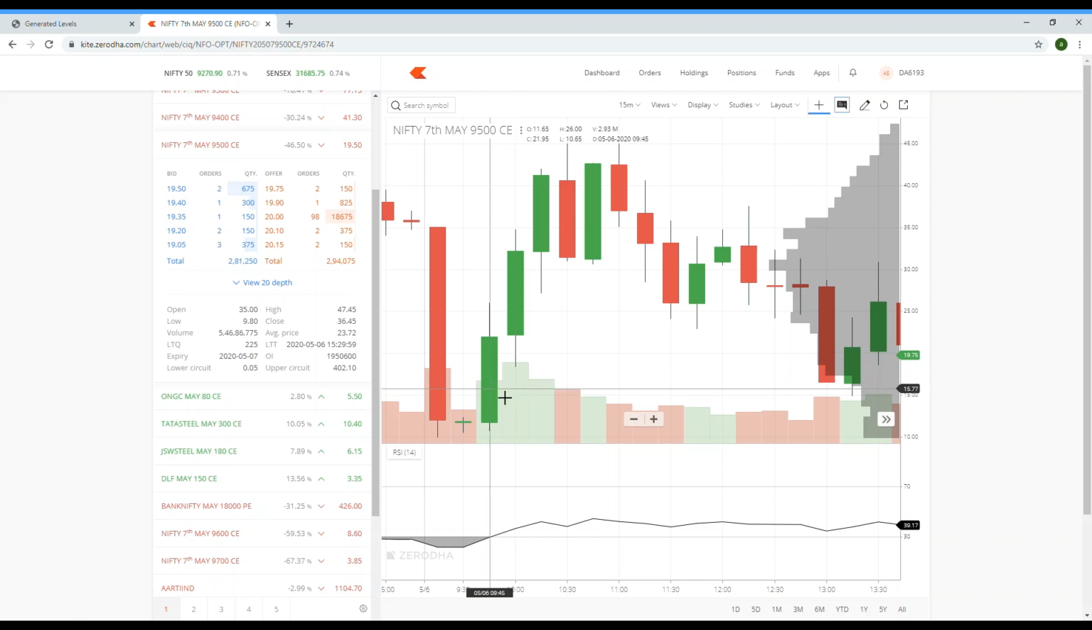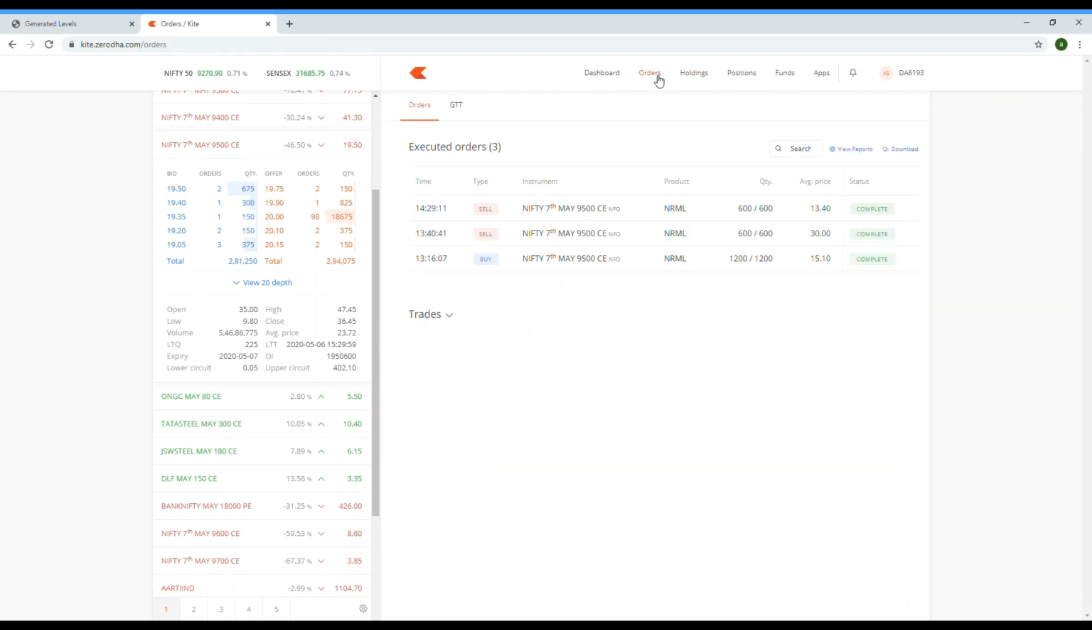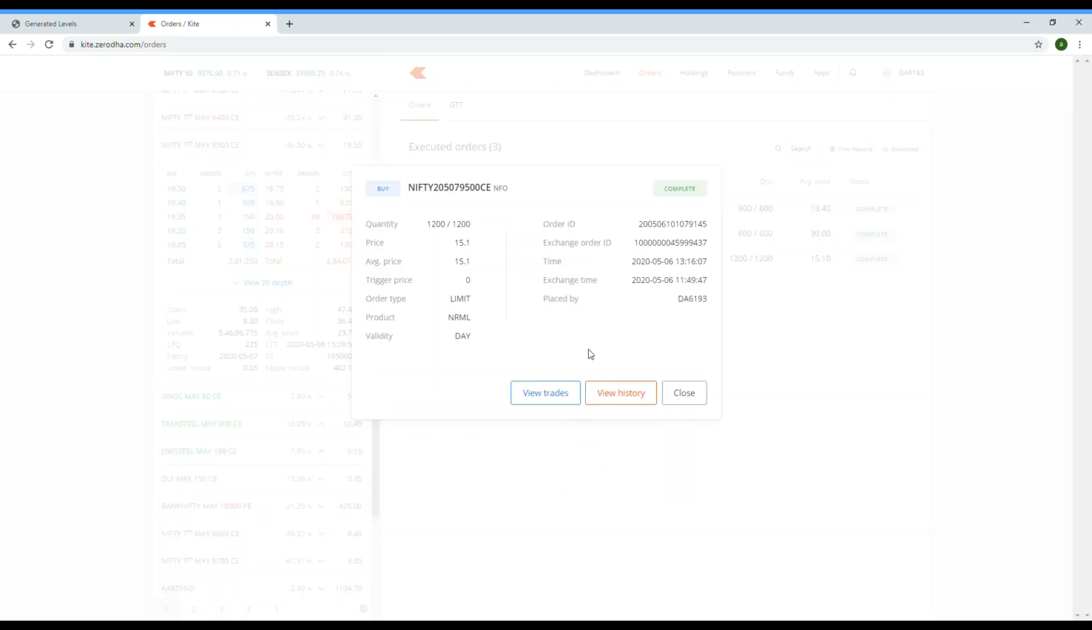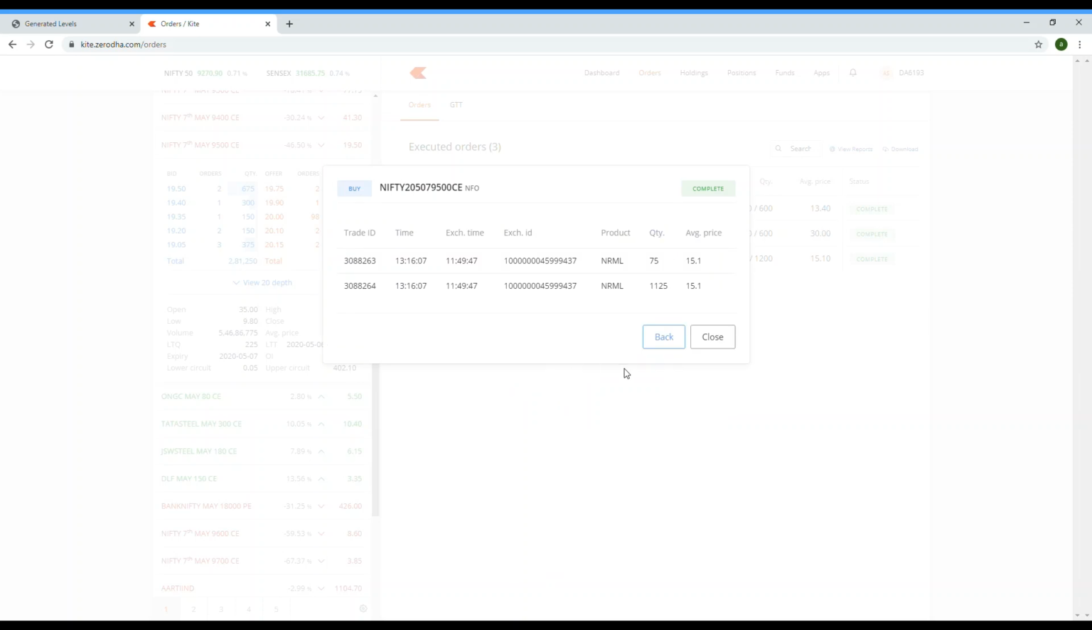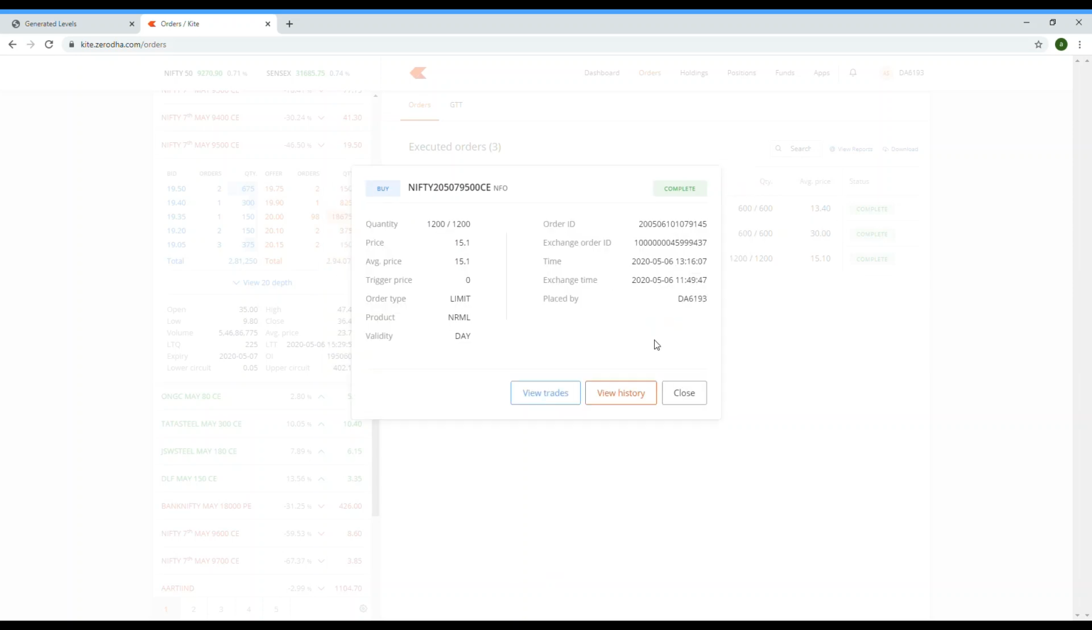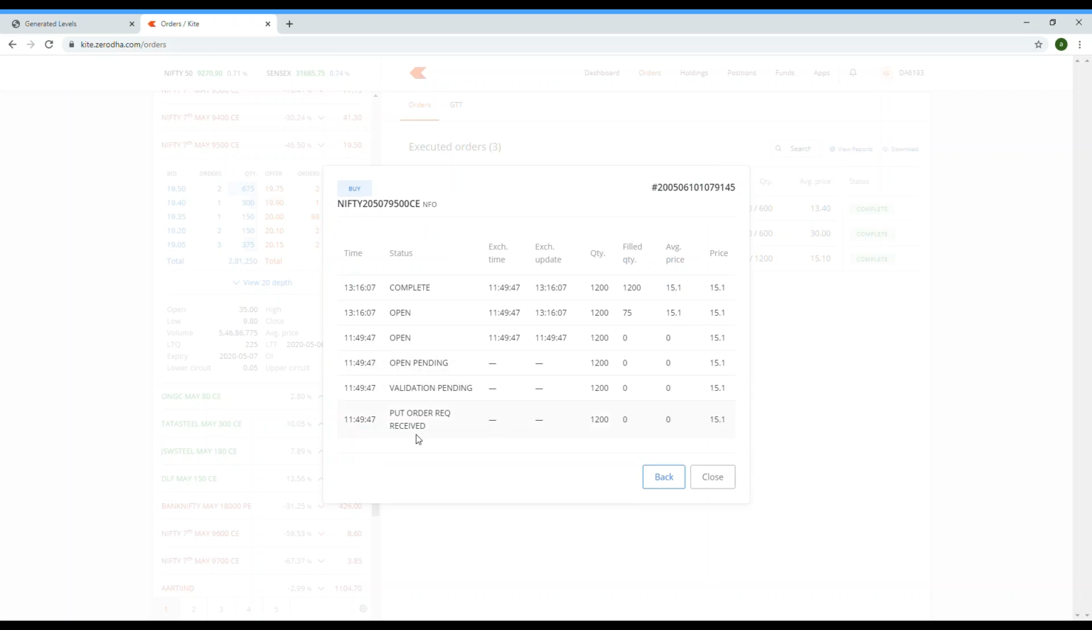So what I did then, around 11:15 or 11:20, was initiate a long trade on this contract at a price of 15 rupees and 10 paisa. Let me show you the details of this. Around 11:49 a.m. I set in a request to initiate this long trade with a price of 15.1.